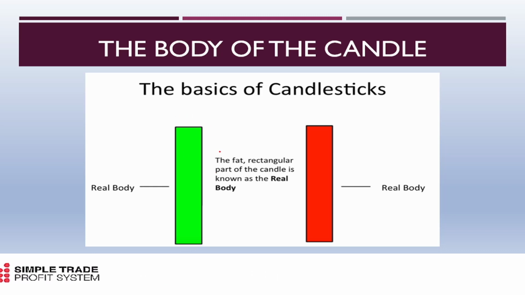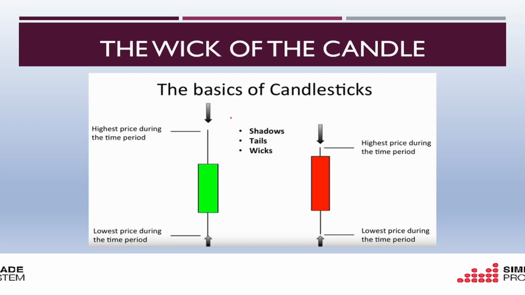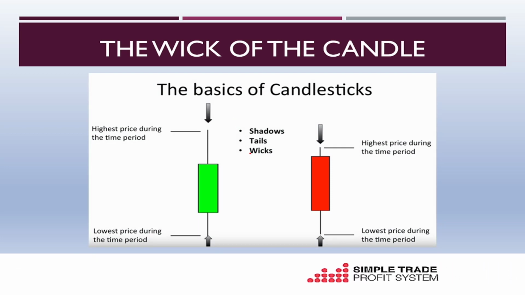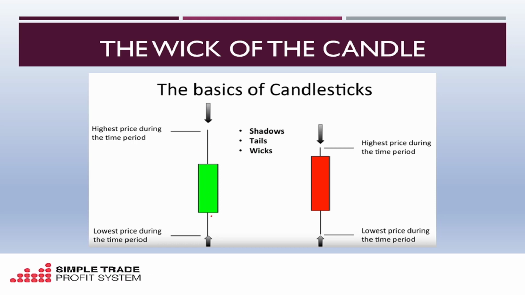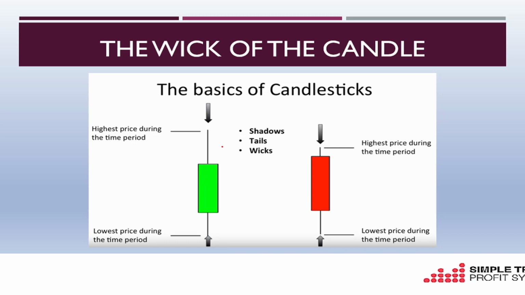The second part of the candle is what they call wicks. Some people call them tails or shadows, but most people tend to call them wicks. These are the little black lines that are extending from the body of the candle. So, for example, let's take a look at this one right here on the left, the bullish candle.